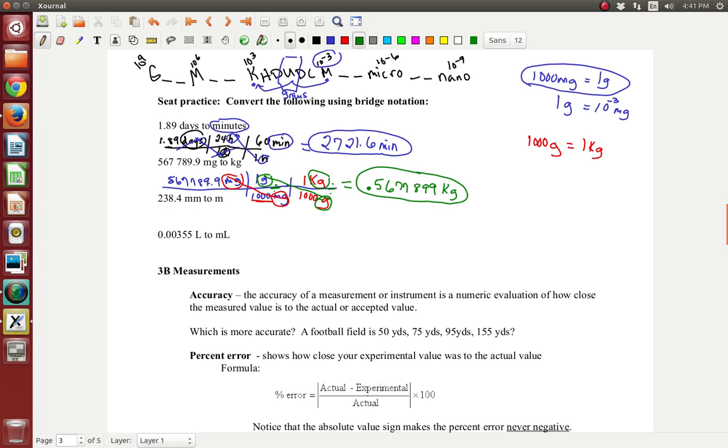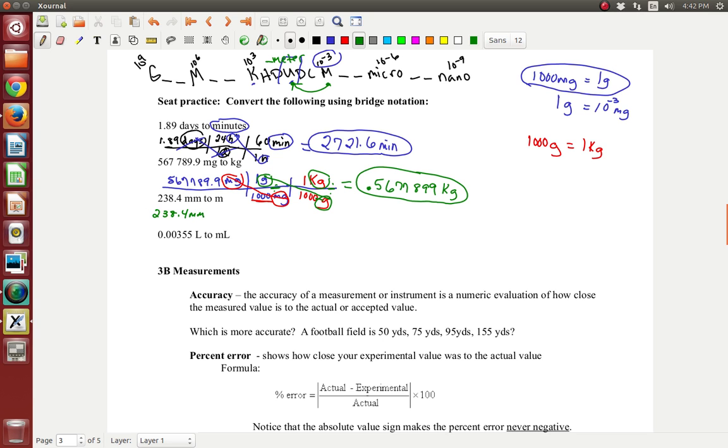238.44 millimeters to meters. So I'm going to go up here for a minute and erase this part. Okay, now we're going to go from millimeters, this is milli, to meters. A meter is a base unit. It has no prefix. So millimeters to meters is just one step.